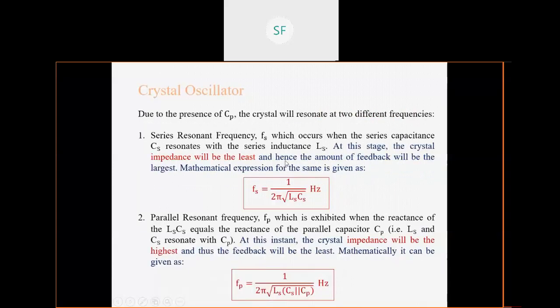So we will get two different resonant frequencies. Means your crystal will oscillate around that frequency. So two resonant frequencies will be there. First one is series resonant frequency, which is denoted by F suffix S.